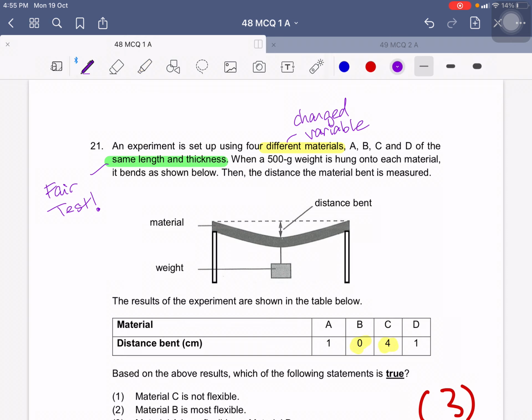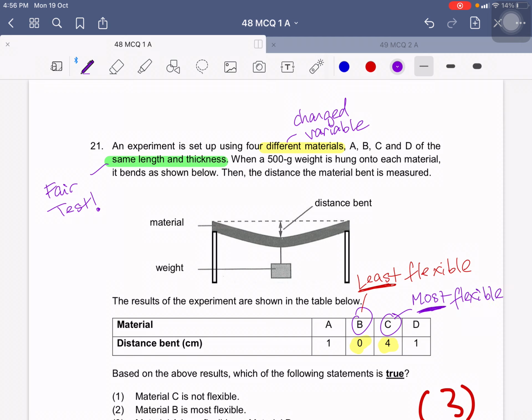If for B, it did not bend at all, we can say that this is the least flexible. I'm using the word least to show the extreme material in terms of whether it can flex or not. So this is called a superlative word. So B is the least flexible. And what about C? Now C is the most flexible.